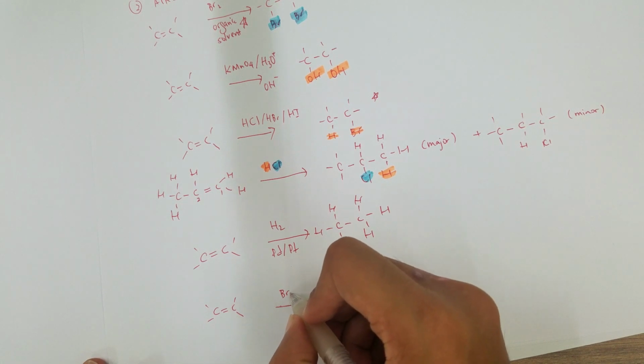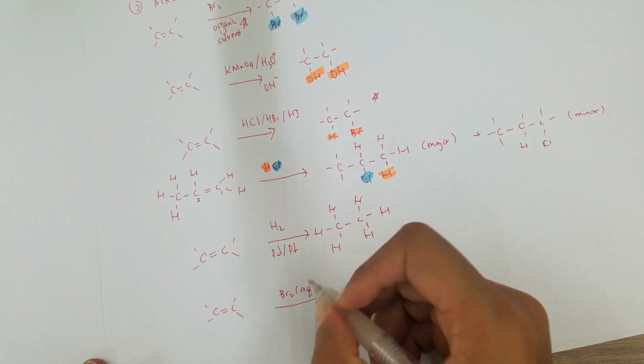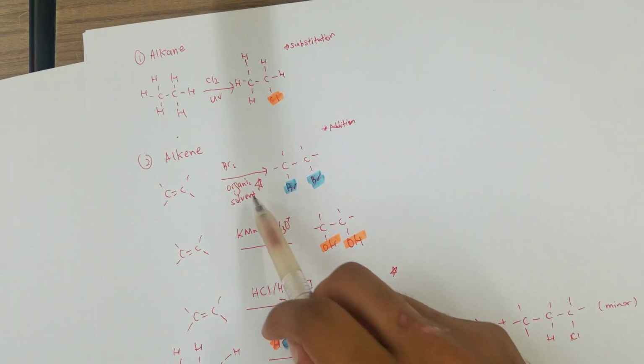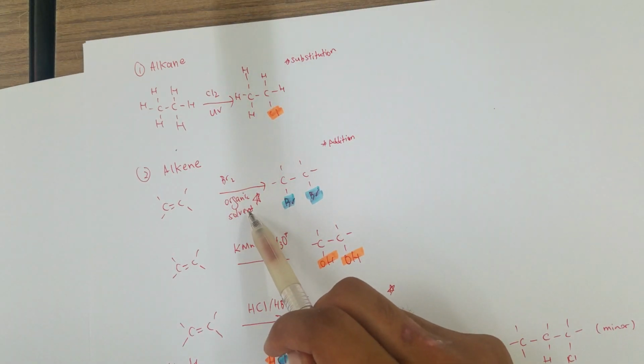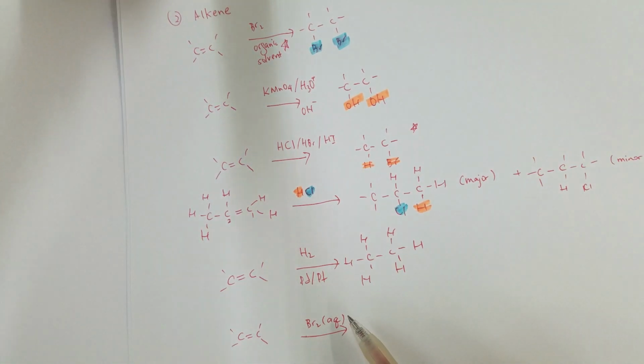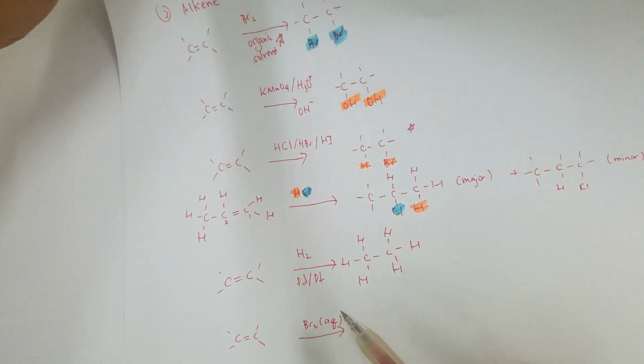and if I have Br2, aqueous. Now, be careful, the aqueous over here is different than the first one. Here, the first reaction for alkene is organic solvent. But if I don't use organic, I use aqueous, which means there's water inside the solution.